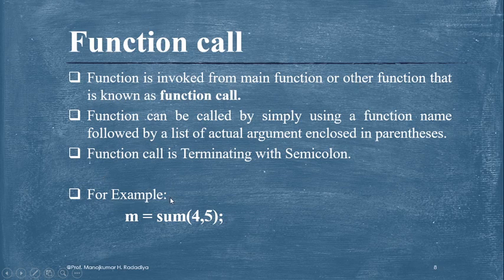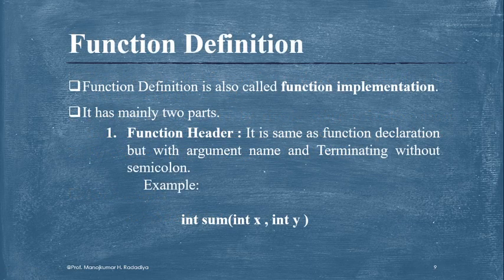For example, if I work with the same function and want to use the function call, I have to type n equals sum, in round brackets passing the arguments, and terminate with a semicolon. And the third and most important element of the function is the function definition. The function definition is also called function implementation, because we write our actual logic in this part of the function.